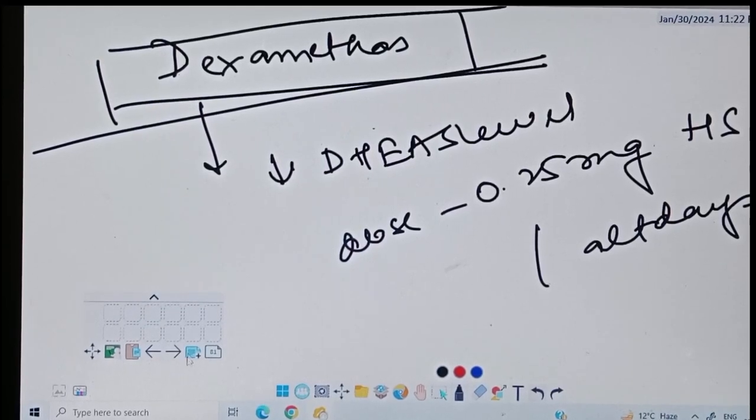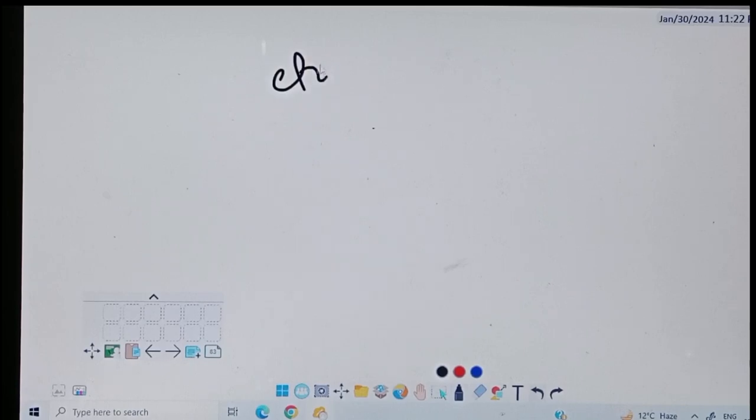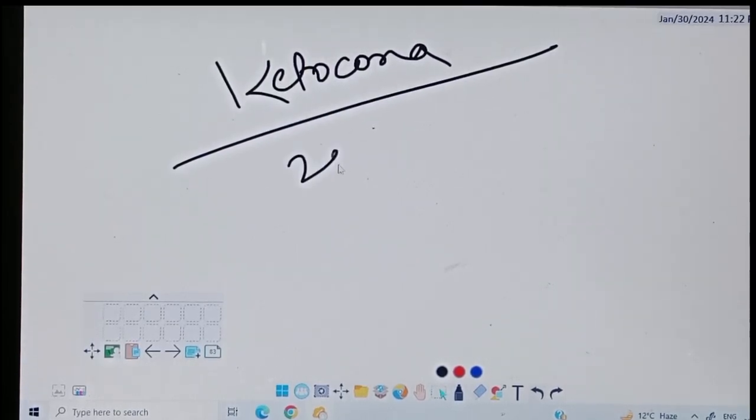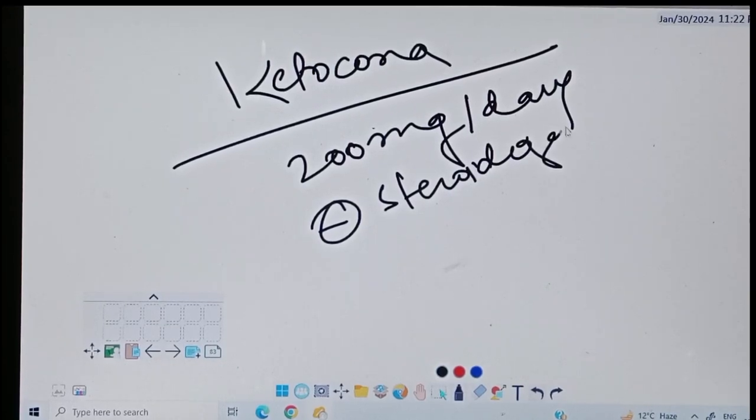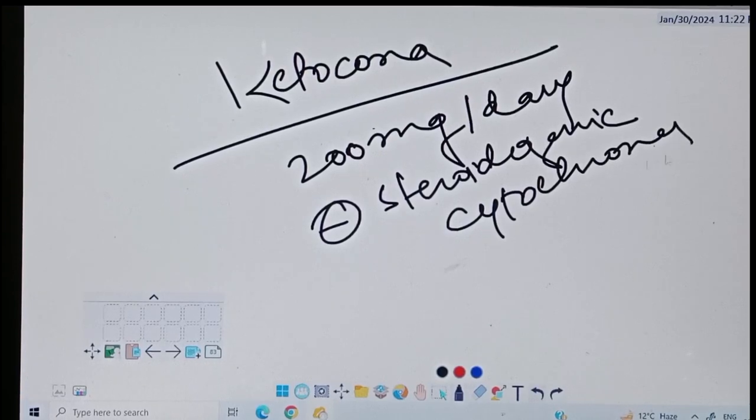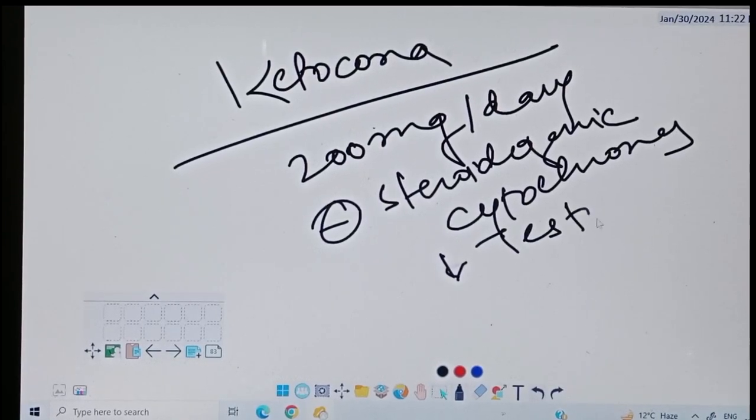Okay, next, what is the other drug which can be used? Next is ketoconazole. So what is the dose? The dose is 200 milligrams per day. What does it do? It inhibits steroidogenic cytochromes, and thus decreases the testosterone levels.